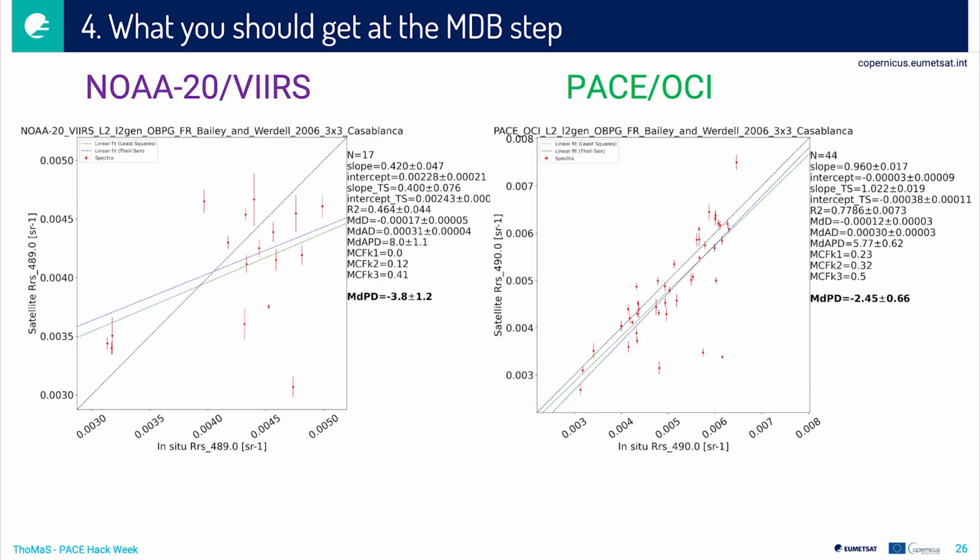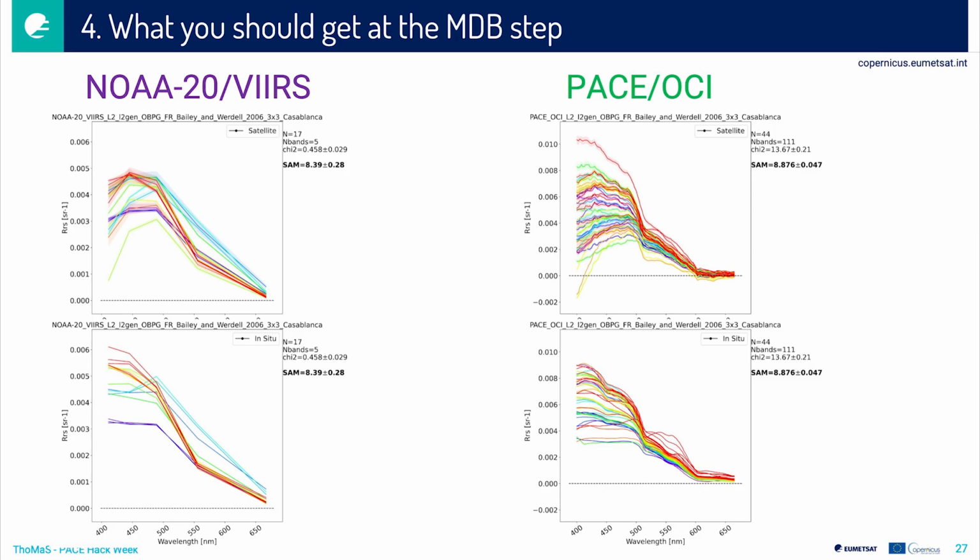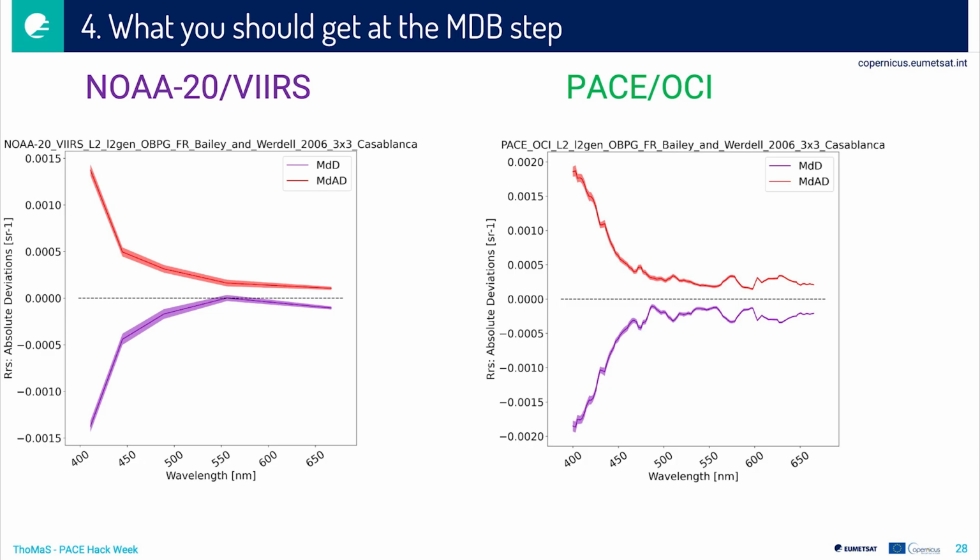And then you get these kinds of scatter plots. For example, this is the 490 band with all the statistics that I was mentioning and a bit more. Then you get all the satellite versus in situ, in this case for NOAA, on the right for PACE, and you get the differences. These are the performance metrics, with this shade being the assessment of the uncertainty propagated to these performance metrics.